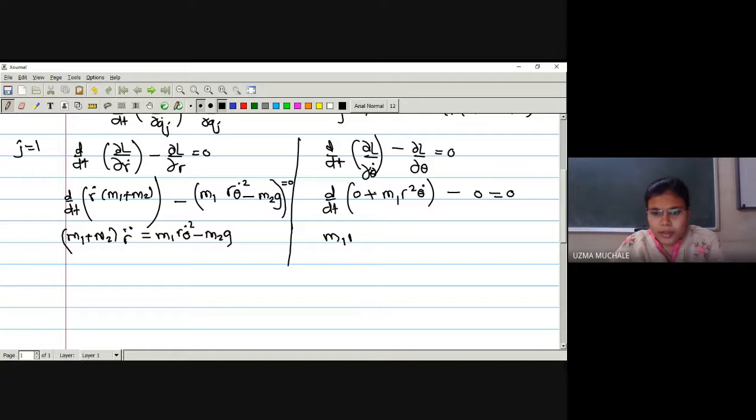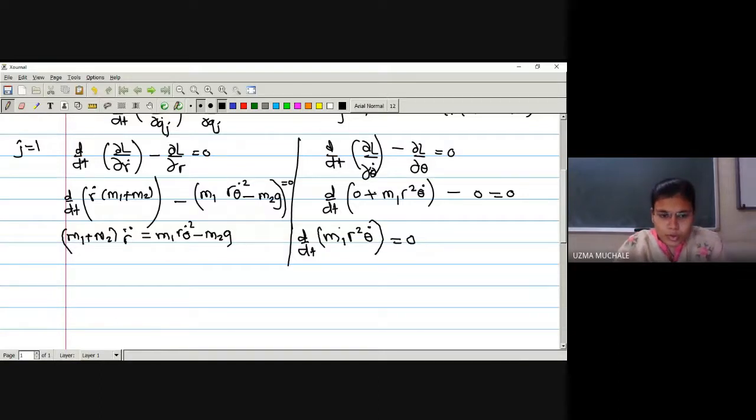Here we have m1 r square theta dot, and the derivative of this term we have to evaluate, which equals 0. If you want to evaluate the derivative, we have two variables here, r and theta. You have to differentiate with respect to r as well as with respect to theta dot. So it is somewhat complicated.